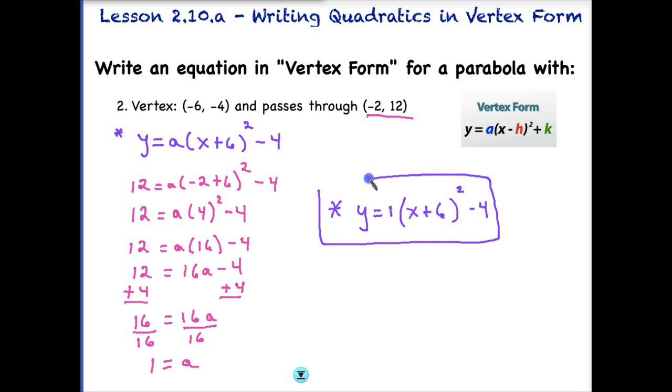That would be our quadratic in vertex form that we wrote given a vertex and a point that it passes through. And that concludes our 2 examples on how to write quadratics in vertex form. So go ahead and try the practice on your own.